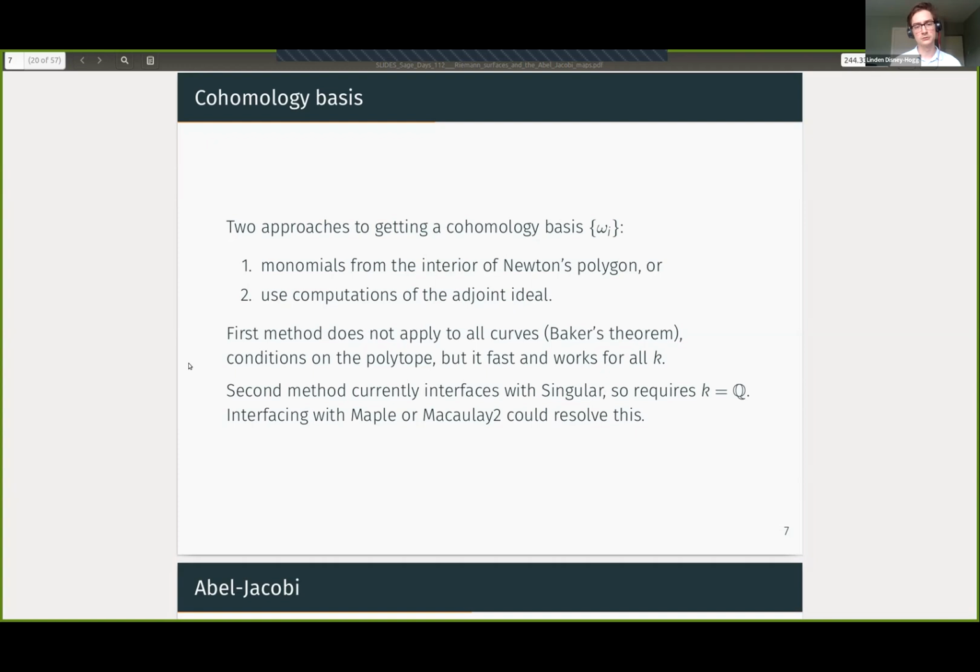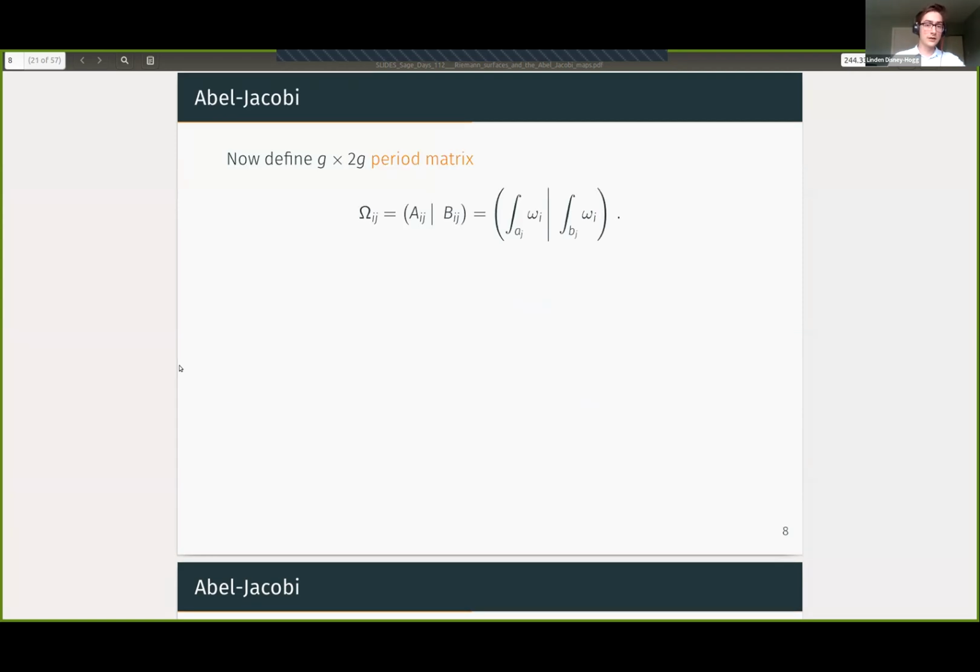Alternatively, we can do these calculations using the adjoint ideal. Sage interfaces with Singular, but these calculations in Singular require this base field, this field K, to be the rational numbers. This is one of the restrictions that I mentioned earlier. Macaulay or Maple can actually do these calculations themselves and can go up to an algebraic base field. So something that, in the mission statement of Sage, we might want to push forward at some point.